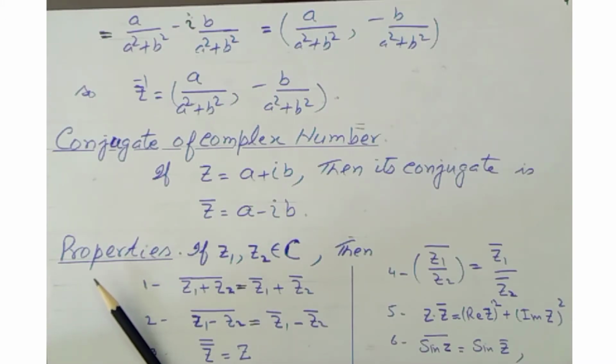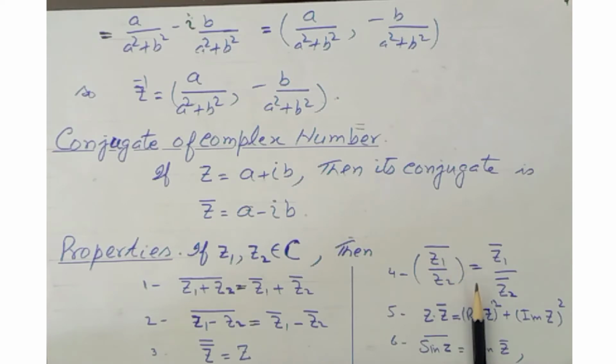Now the properties of z1 and z2 belonging to C, these are the properties of the conjugate. Number one, the first property of the conjugate of a complex number: (z1 + z2) whole conjugate equals z1 conjugate plus z2 conjugate. Number two, (z1 - z2) conjugate equals z1 conjugate minus z2 conjugate. Number three, z double conjugate equals z. Number four, (z1 / z2) whole conjugate is equal to z1 conjugate over z2 conjugate.